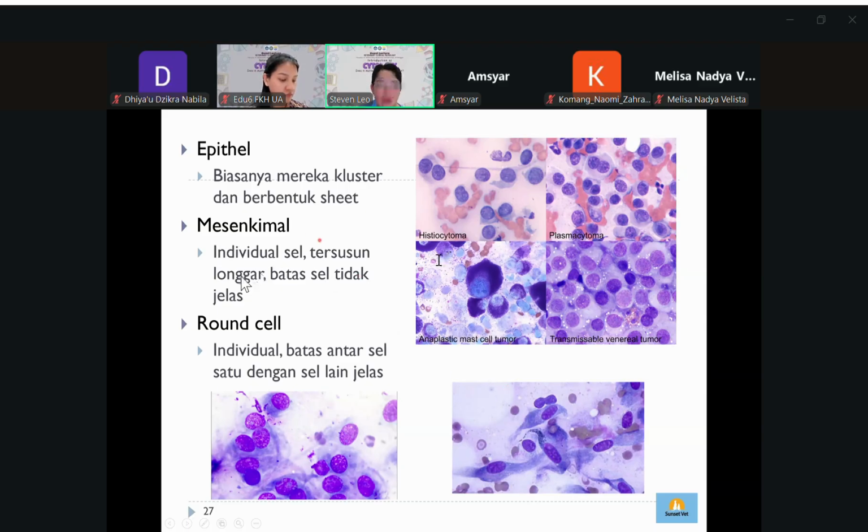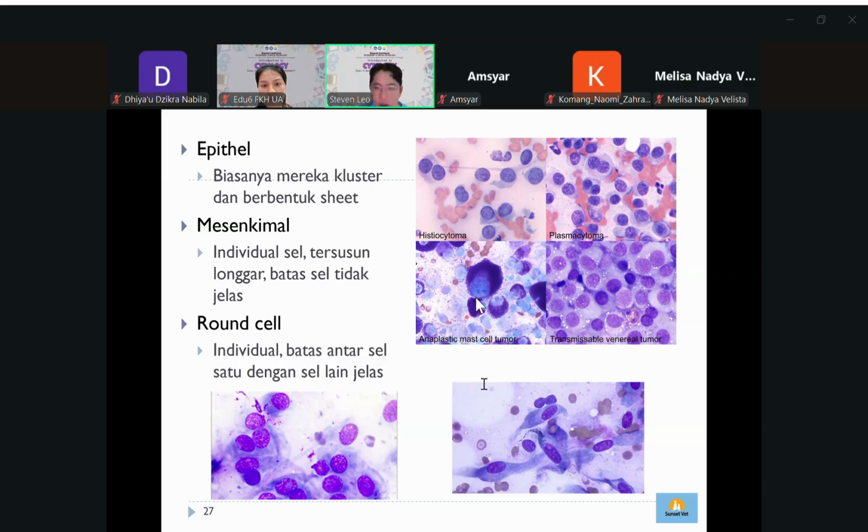And then the mesenchymal, usually they are individual and the margin of the cell is not clear. So you can see it's typically wispy. You can see it here. Wispy, this is the nucleus, and then you can see the cytoplasm, it's more eclipse-like, and they have the tail. And then the round cells, as you can see, they must be round, round. You can imagine between one cell and another, they do not attach to each other.